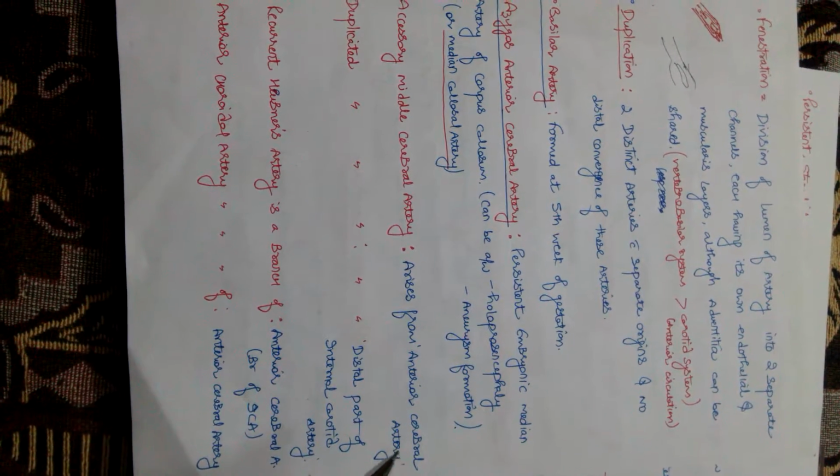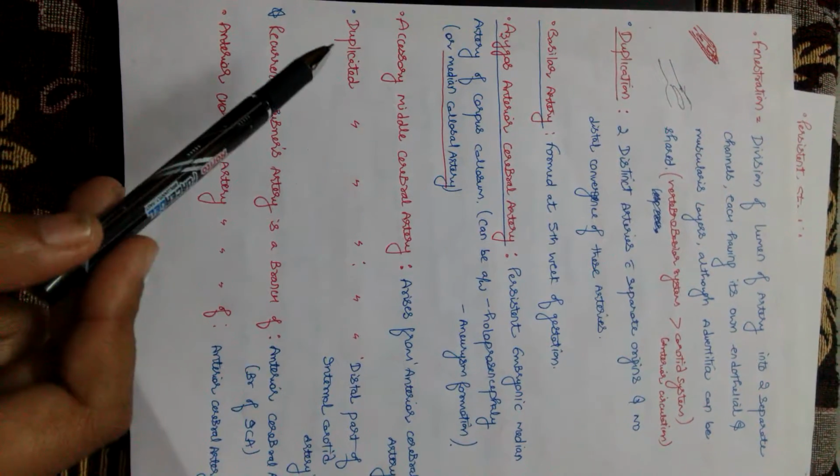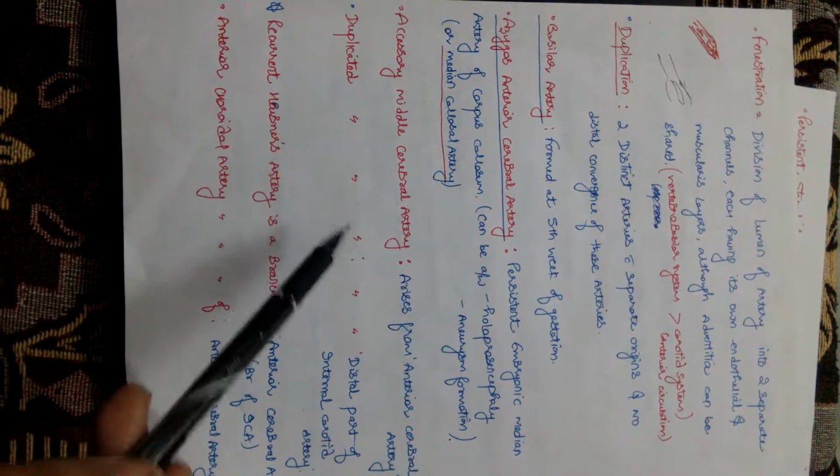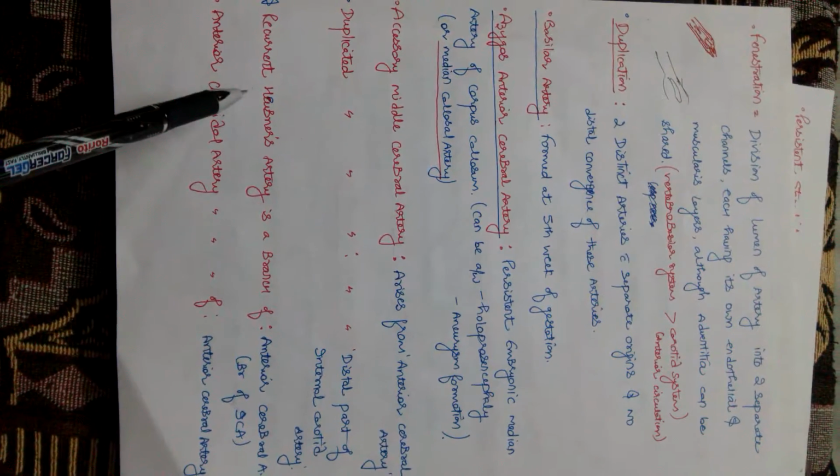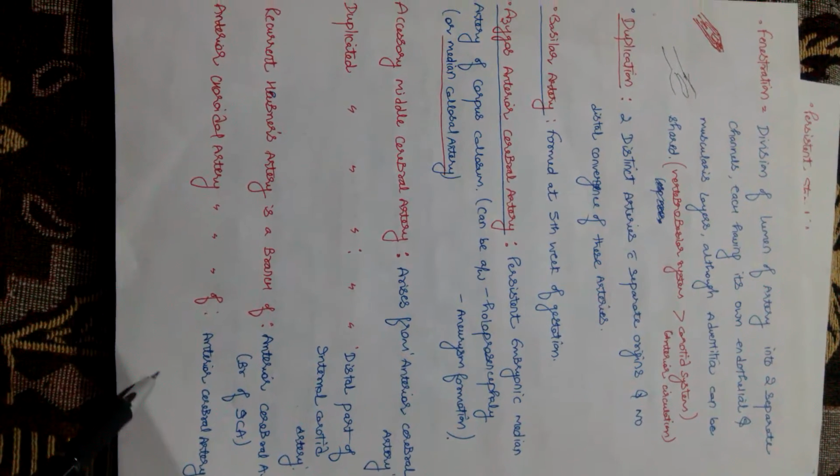Accessory middle cerebral artery arises from the anterior cerebral artery, whereas duplicated middle cerebral artery arises from the distal part of the internal carotid artery. Recurrent artery of Heubner is a branch of the anterior cerebral artery, whereas anterior choroidal artery is a branch of the internal carotid artery.